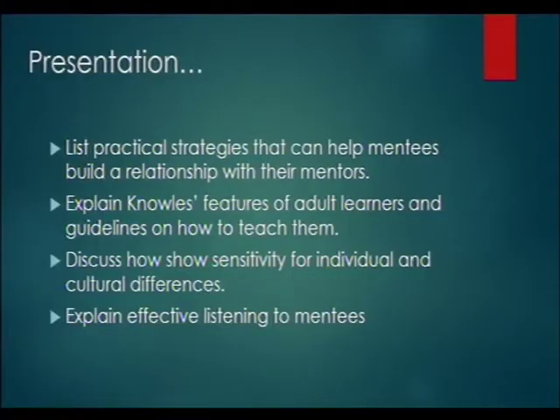Explain knowledge features of adult learners and guidelines on how to teach them. So if you're talking about knowledge, we are referring to a certain philosopher, and you can expand more information apart from what you have in your books.